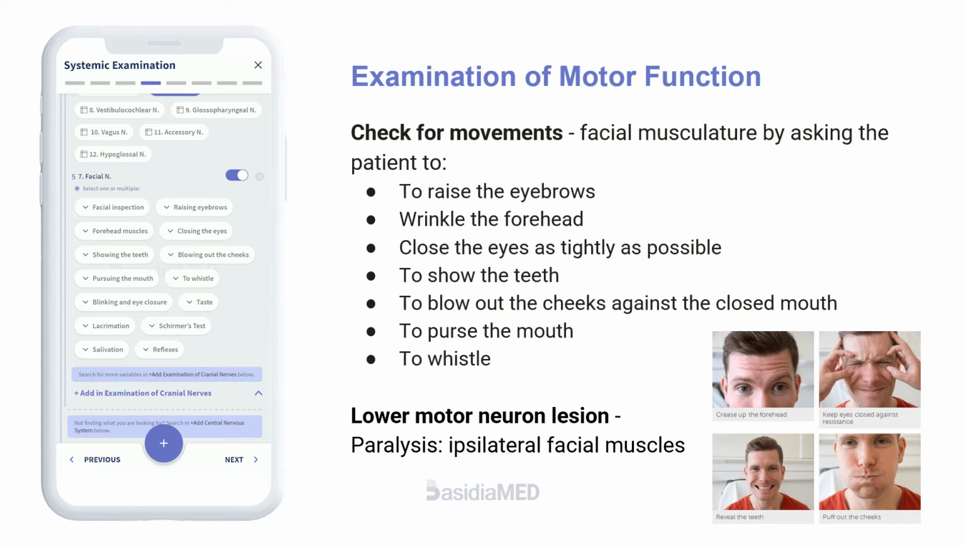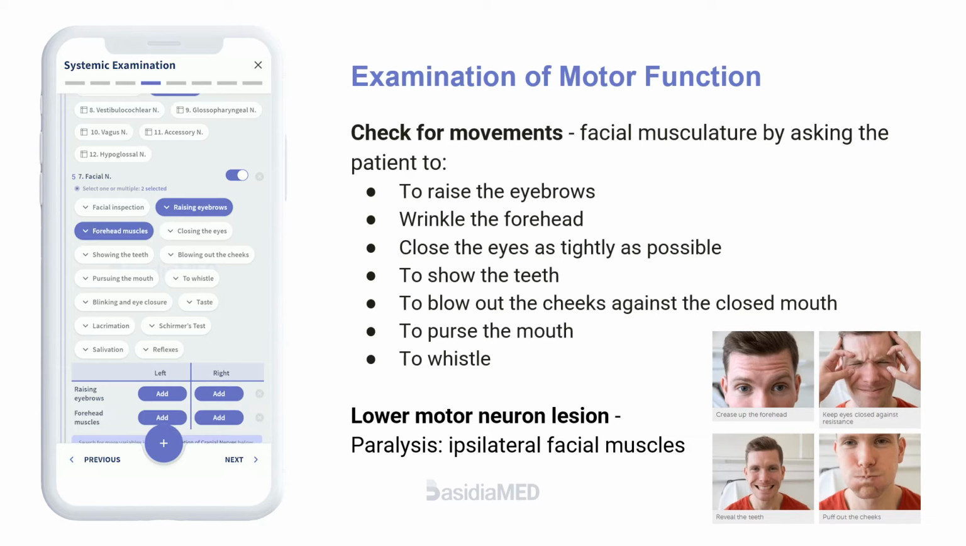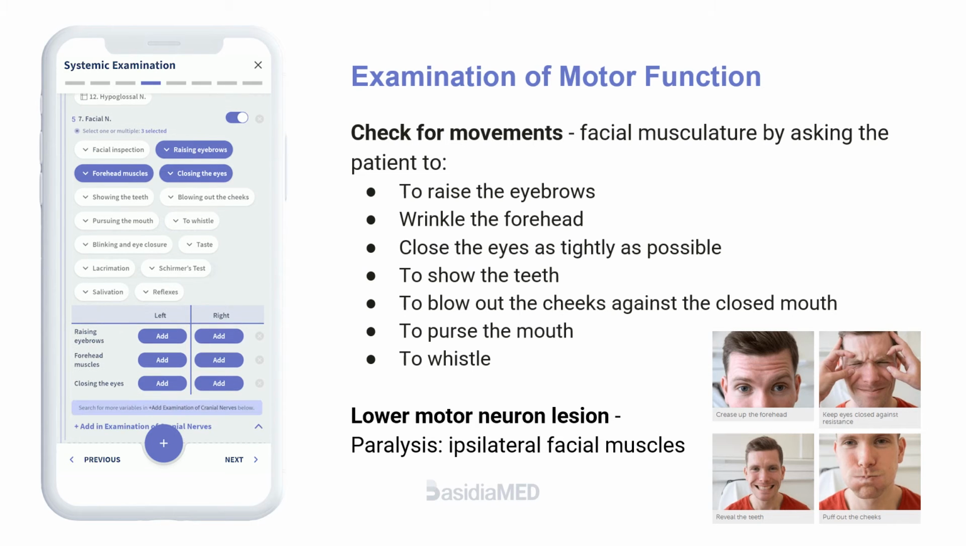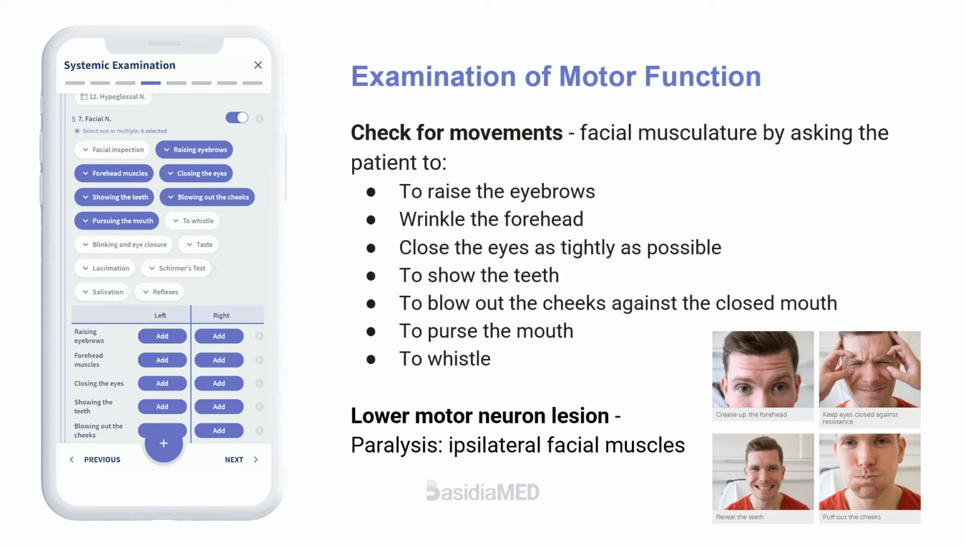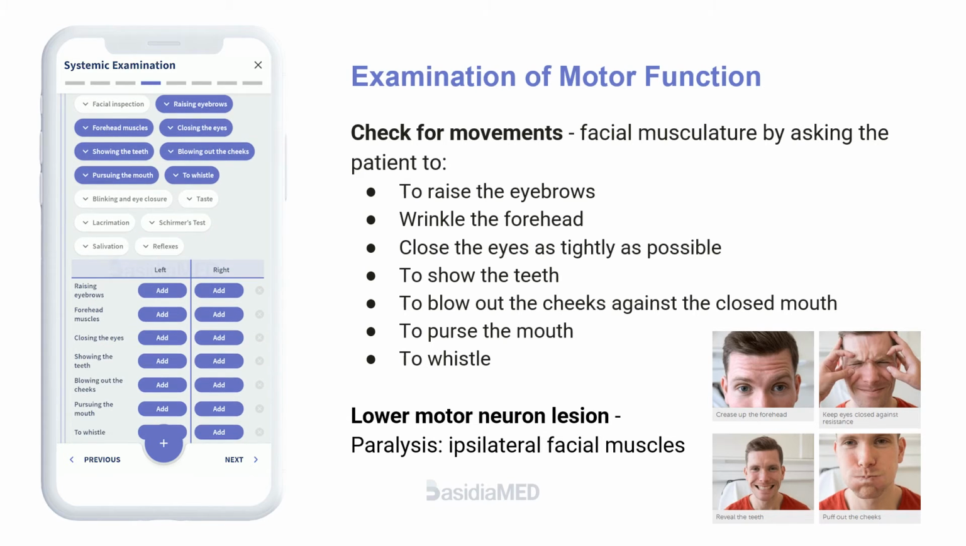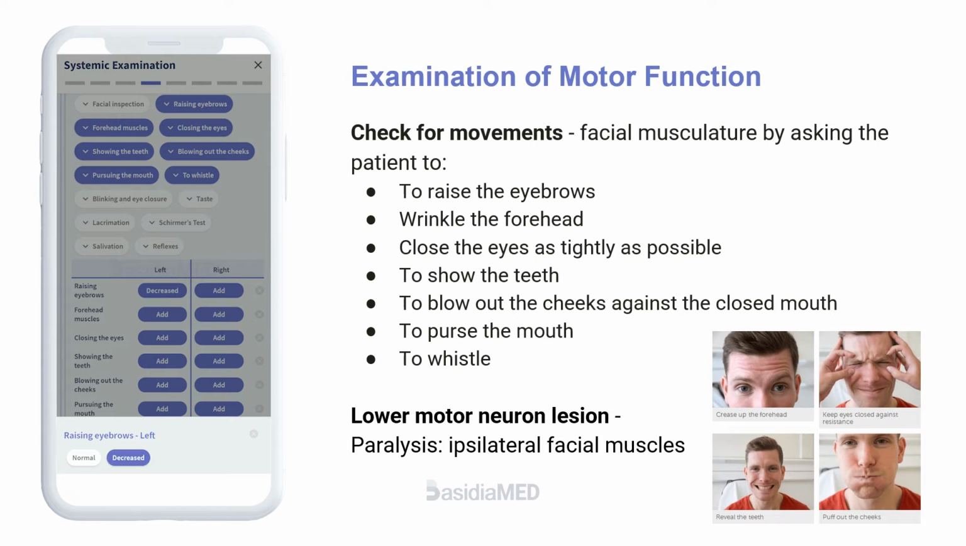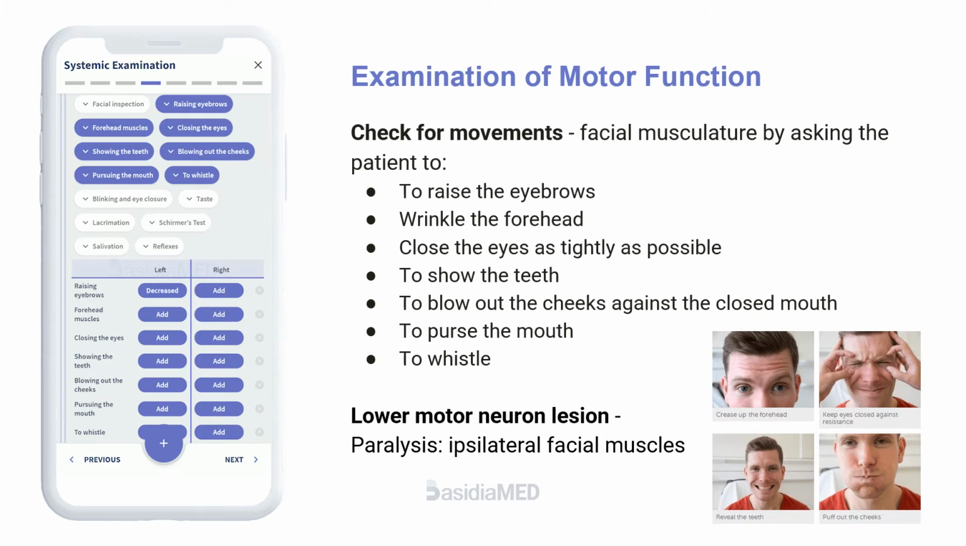Examination of motor function. The motor function of the facial nerve is tested by checking the movements of the muscles of the face. Ask the patient to raise the eyebrows, wrinkle the forehead, close the eyes as tightly as possible, show the teeth, blow out the cheeks against the closed mouth, purse the mouth, and whistle. A lower motor neuron lesion results in paresis or paralysis of all the ipsilateral facial muscles.